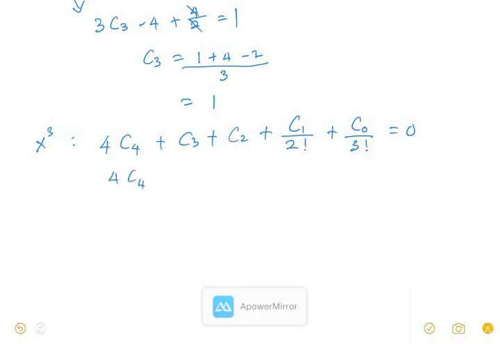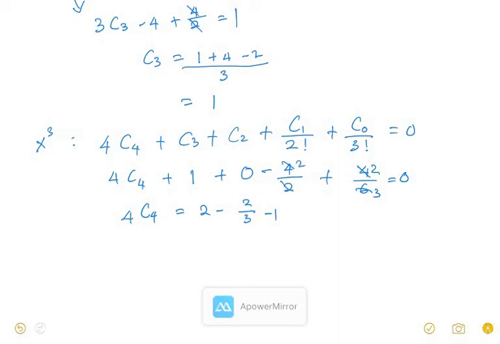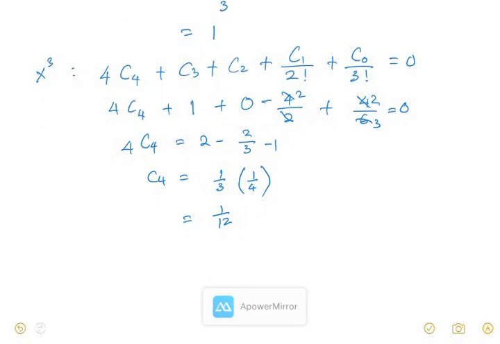Okay. Substitute the value of c3 equal to 1, c2 equal to 0, c1 equal to negative 4. So 3 factorial equal to 6 because 3 times 2 times 1 equal to 6. So you have 4c4 equal to 2 minus 2 over 3 minus 1. This one is 2 over 3. This one is 2. So 2 minus 2 over 3 minus 1. c4 equivalent to 1 over 3. Okay. Multiply with 1 over 4. You bring the 4 to the right hand side. So you get 1 over 12. So this is c4 value.